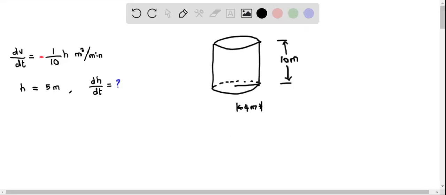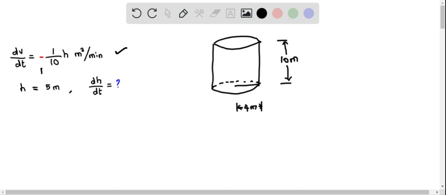So here I have drawn the picture of a right circular cylinder with a height 10 meter and radius 4 meter. And we are told that the water leaks out at a rate of 1/10 h meter cube per minute. So this is represented as dV over dt because the volume of the right circular cylinder, or the volume of the water, changes every minute at the rate of 1/10 h meter cube per minute.